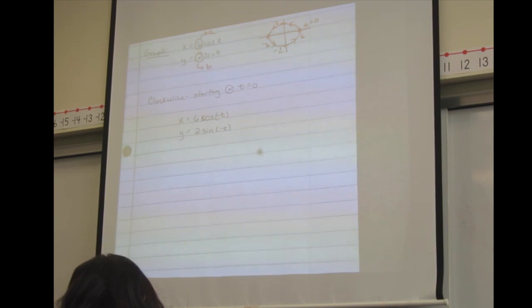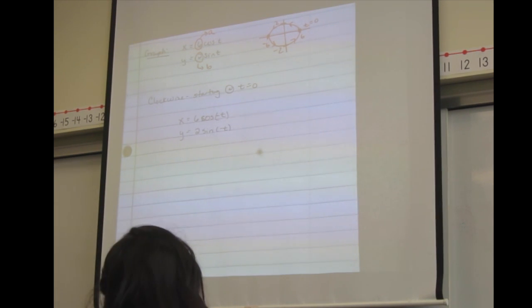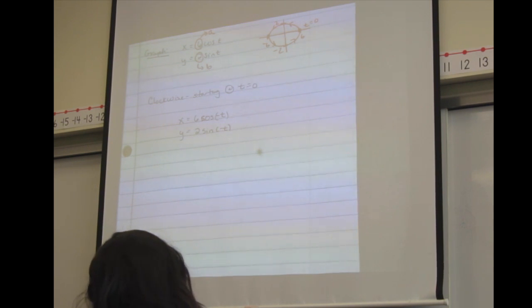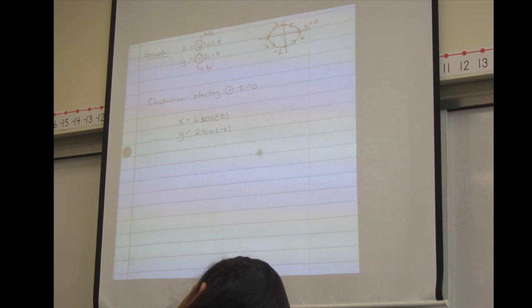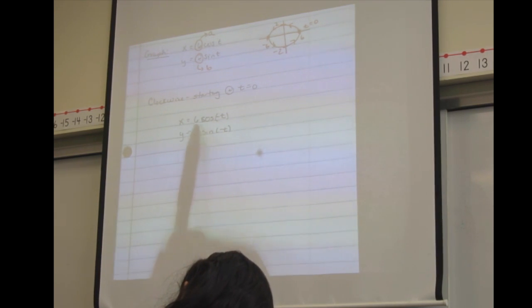My mind is blown. Why does that happen? Does it only work if you have an even and an odd function? But we're doing ellipses, so we always have cosine and sine.